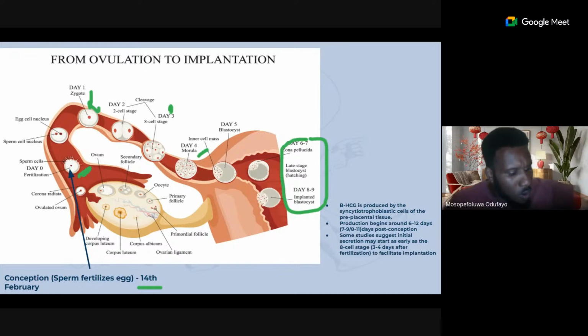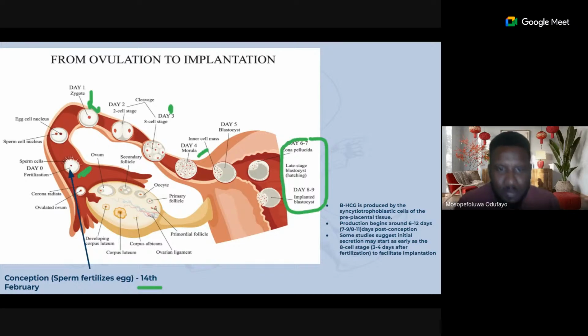begins to secrete what we call the beta HCG. So that takes place about 1 week post-conception, and 3 weeks after the last menstrual period. This beta HCG is produced by the syncytiotrophoblasts. And remember, it's produced around the 6th to 9th day. Around this period, it begins to sweat it out.